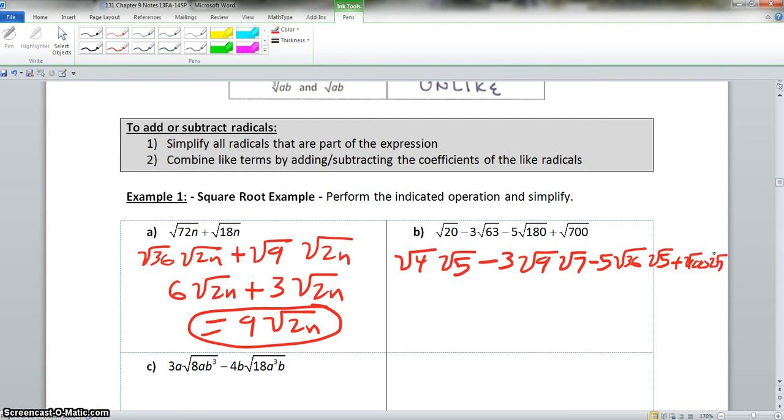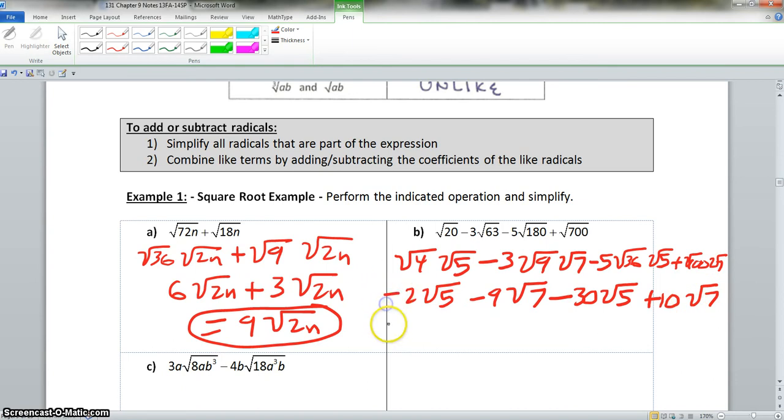So now we go through here. This will give us 2 square root 5. Now we know the square root of 9 is 3. 3 times negative 3 is a minus 9. And we have square root 7. Now we have minus 5. Square root of 36, we know is 6. 6 times a minus 5 is a minus 30. And we have our square root of 5. Now the square root of 100, we know is 10. And we'll bring down our square root of 7.